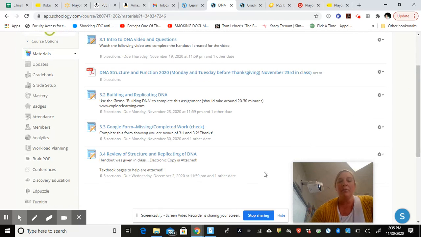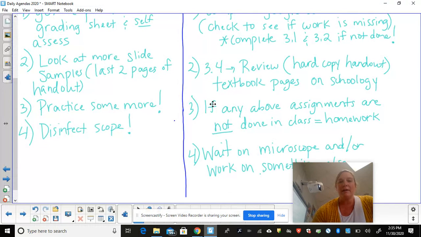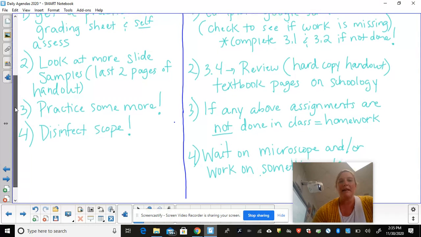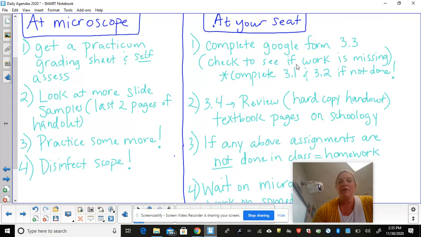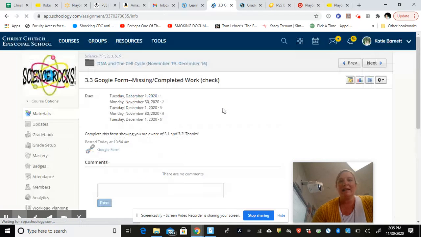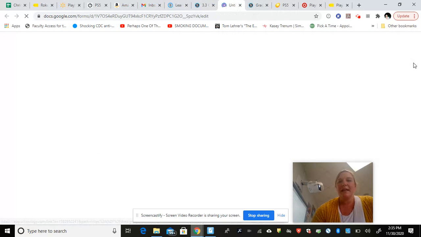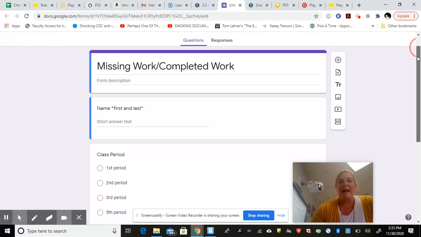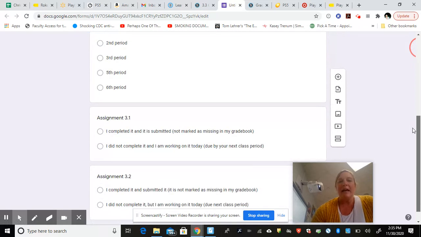So number 1, when you go here, where it says 3.3 in your classwork, if I go back to that right here. So the Google Form 3.3, you're going to find that right here on Schoology. So this is the Google Form 3.3, and you simply just open this up. You check to see that you did 3.1 and 3.2. You're going to click the link, and it's just going to ask you a few questions. Your name, your class period, assignment 3.1.